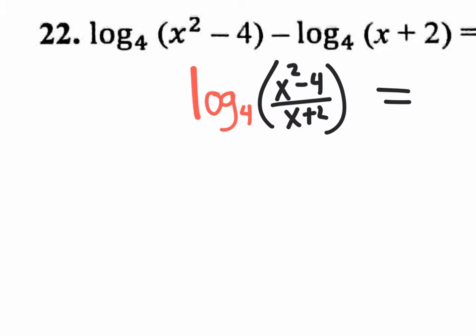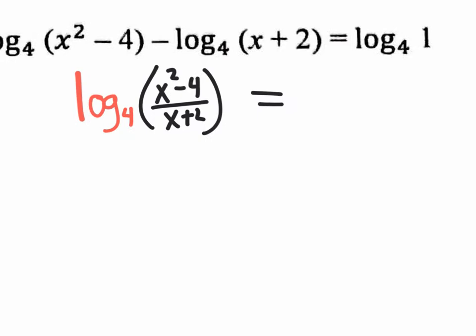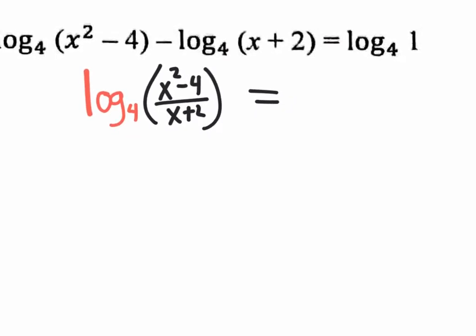Now, let's bring down the right side. That's just log base 4 of 1. That's interesting, because log base 4 of 1 is actually equal to 0. 4 to what power gives you 1? That would be 0. But let's not change it to 0, because that might confuse some people. So let's just leave it like that.